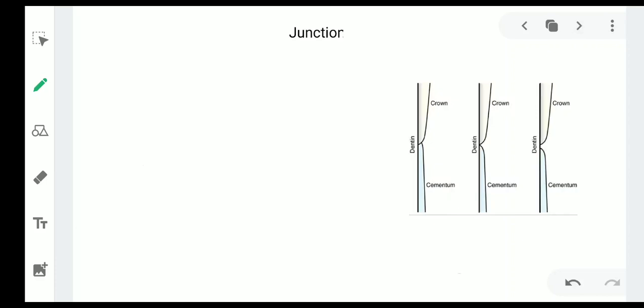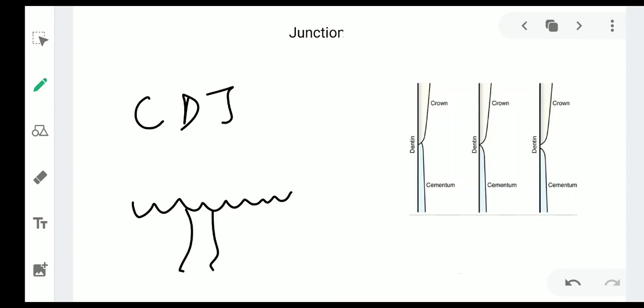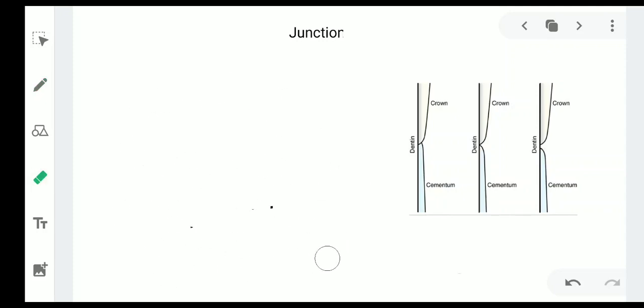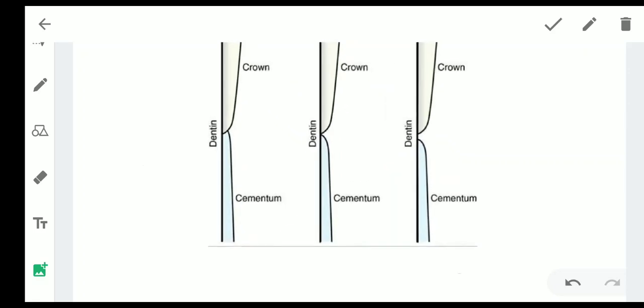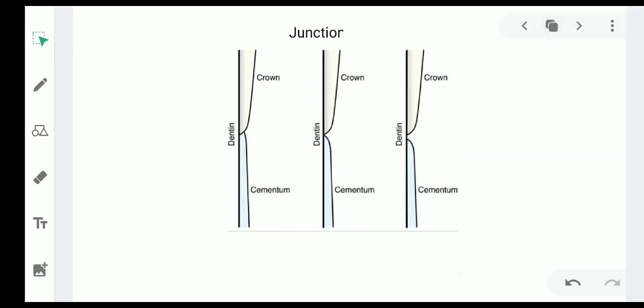Now coming to the junctions, the Cementum shows junctions with dentine, that is known as cemento-dentinal junction. It is a scallop junction where you have dentine here and the upper part will be Cementum. Now there is another junction that is known as cemento-enamel junction, and it is basically characterized into 3 different categories, as you can see in the picture here. So this is cemento-enamel junction. So the upper part here represents the enamel and this is the Cementum.